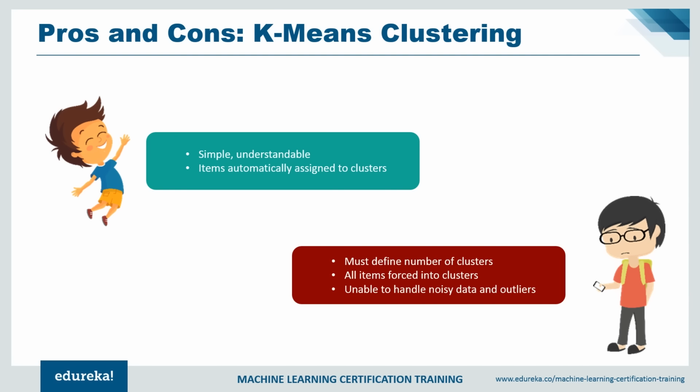We know that k-means is simple and understandable. Everyone learns it at the first go. The items are automatically assigned to the clusters.